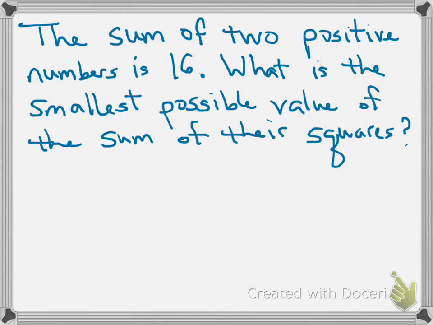So, this is a typical type of problem from here. We're trying to find the smallest possible value, which means we're trying to minimize something. So what we have to do is start getting relationships down. We need two positive numbers and their sum to be 16. So let's get a fresh page here.